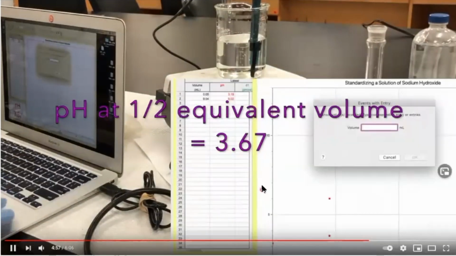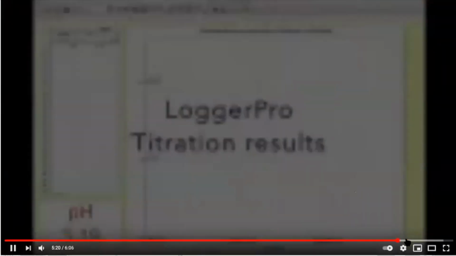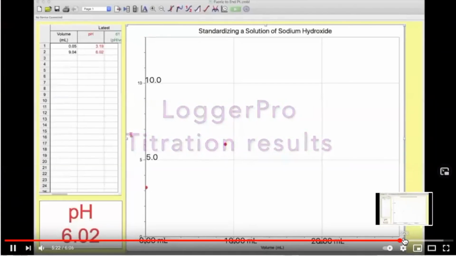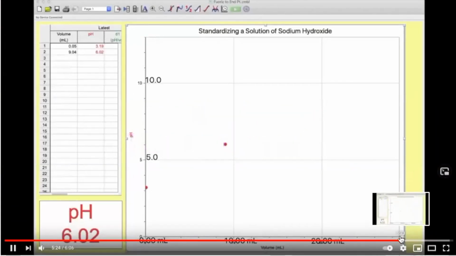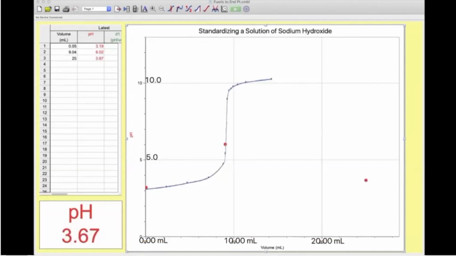Okay, so that's the procedure that you would use for method 2. You titrate it to the endpoint, and you add an equivalent volume back to that solution, and you read the pH. So that's the movie. Let me get out of that.